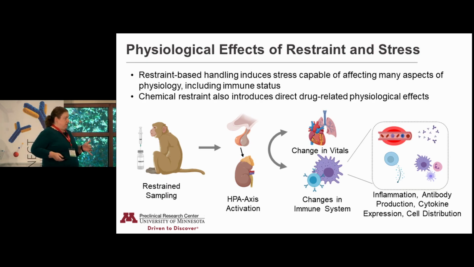So some of the physiological effects of restraint and stress, they can have direct activation of the HPA axis, which will change your immune parameters and inflammation downstream. And there's also chemical restraint, which is commonly used, and this can introduce a direct drug-related physiological effect, especially on your cytokine expression.